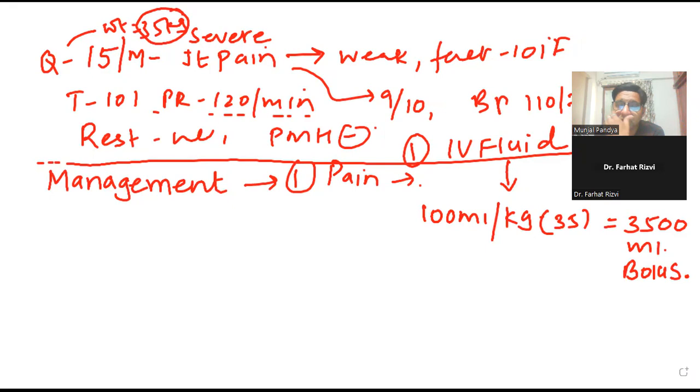Whatever you are saying, I am writing. No, sir, then it will be 50 ml per kg. So 50 is half, 1,750. What do you mean by bolus? What do you understand by bolus? Bolus means I'll connect normal saline and try to give the fluids in 1 hour. Push the fluids in 1 hour.